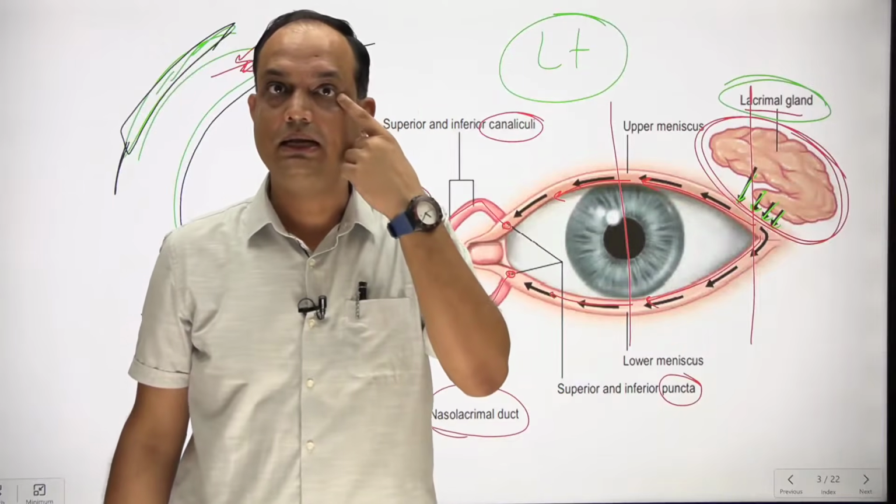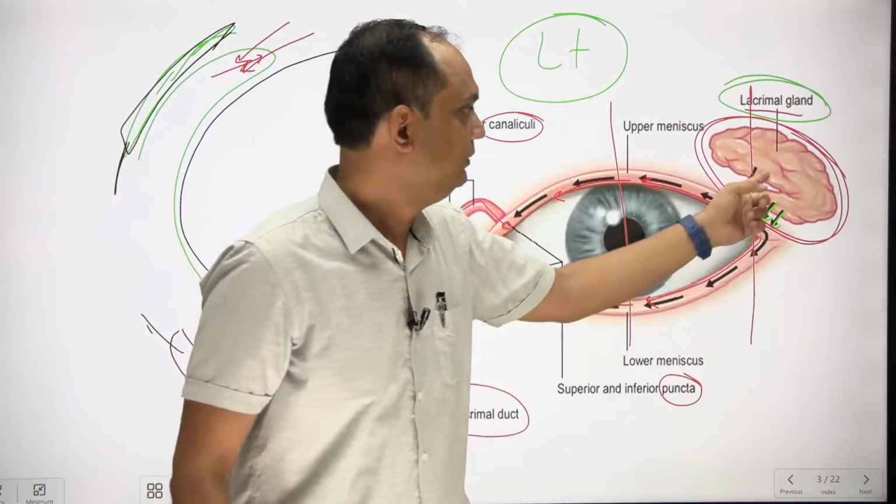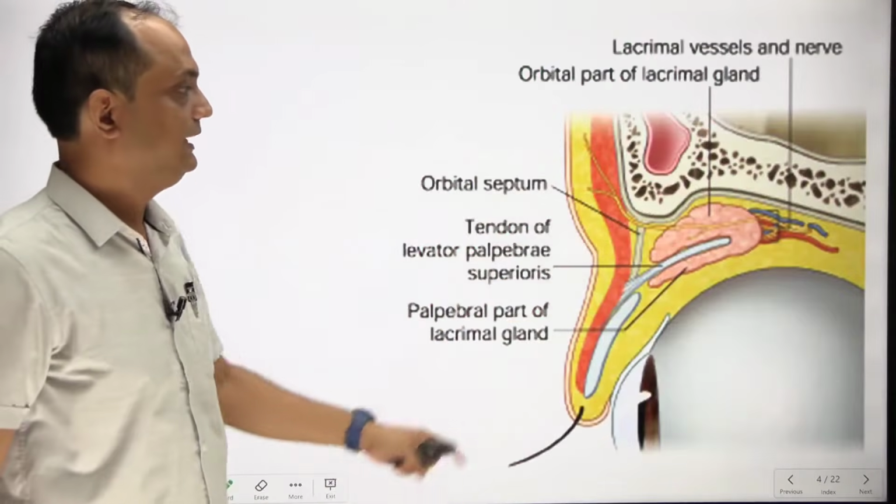सो ये जो लैटरल एंगल है, इस लैटरल एंगल के ऊपर यहां पे इफ आई विल टेक द सेक्शन, देन ओनली यू आर एबल टू अप्रिशिएट द lacrimal gland.